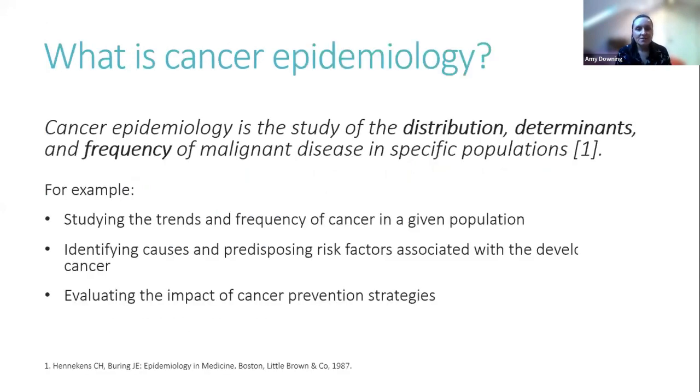So first of all, what is cancer epidemiology? It's the study of the distribution, determinants, and frequency of malignant disease in specific populations. And the key here is that we're looking at populations rather than individuals. For example, this might be studying trends and frequency of cancer in a given population, identifying the causes or risk factors associated with developing cancer, and evaluating the impact of cancer prevention strategies, for example, screening.